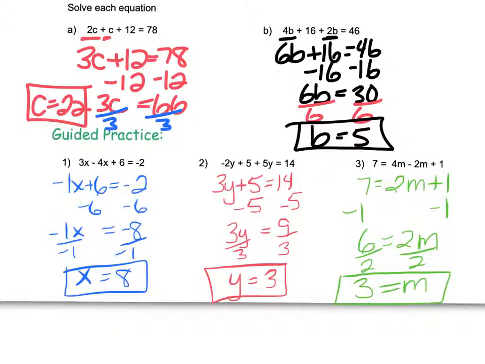This might have become a problem for some of you right here where you had that negative 1x. Just undo that negative 1 multiplication. You do not want a negative sign left in front of your variable that is not isolated. So just divide by a negative 1 if you ever have to.